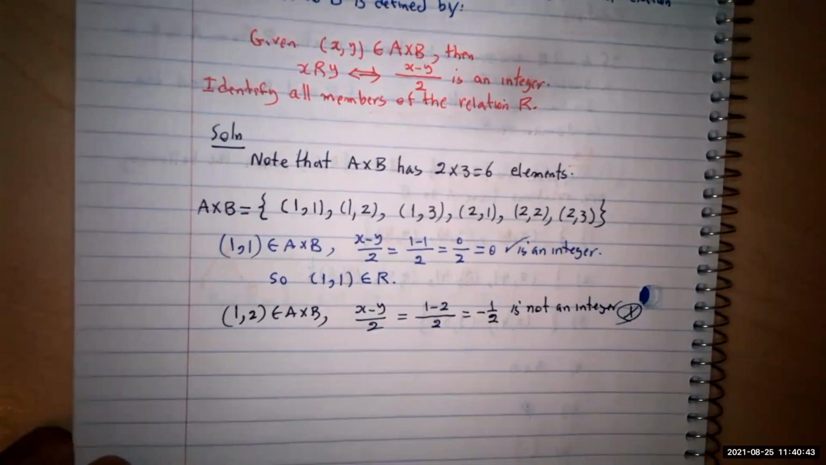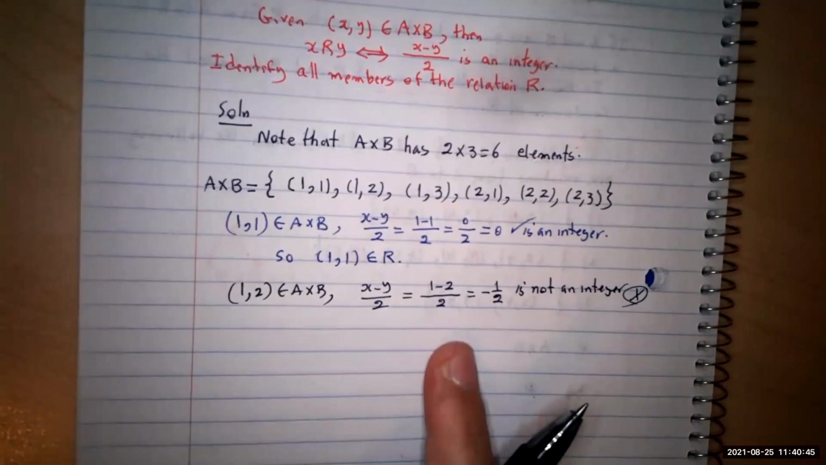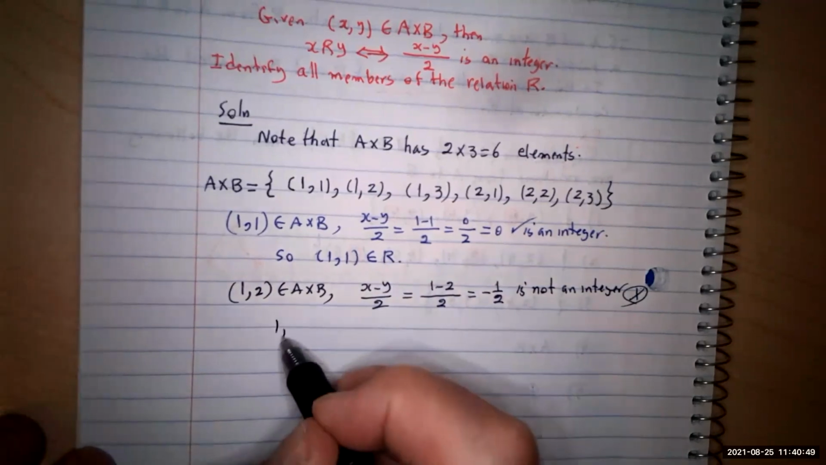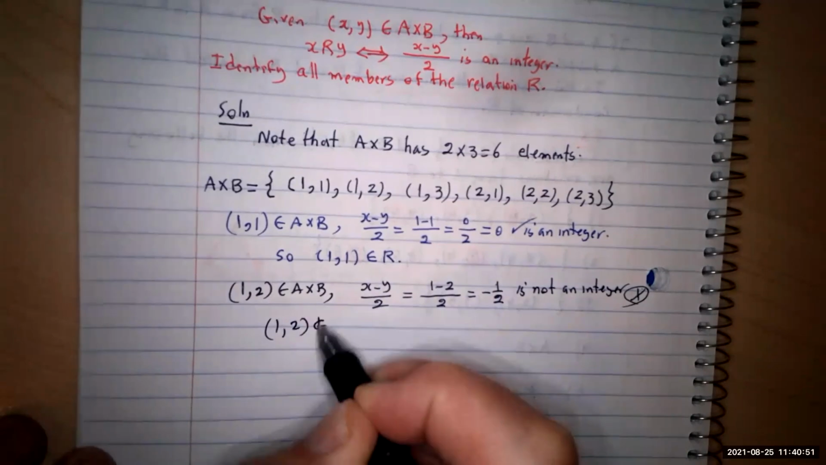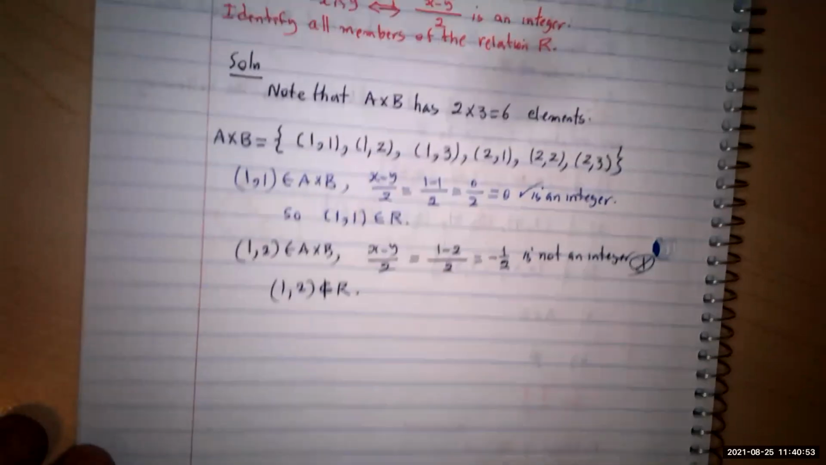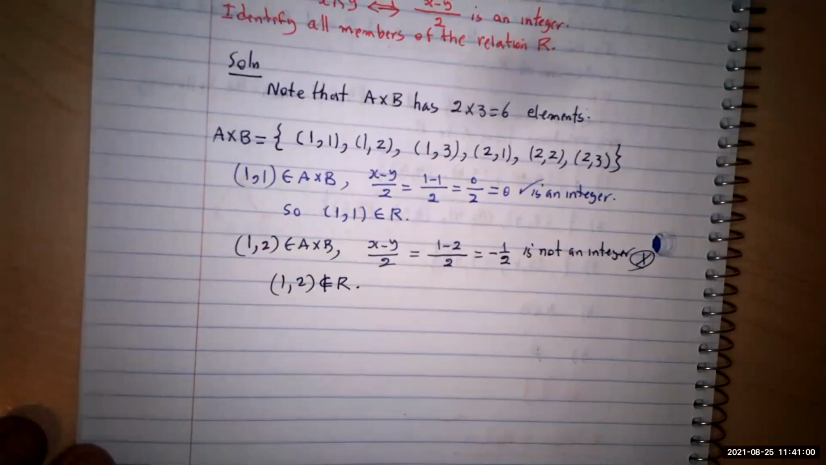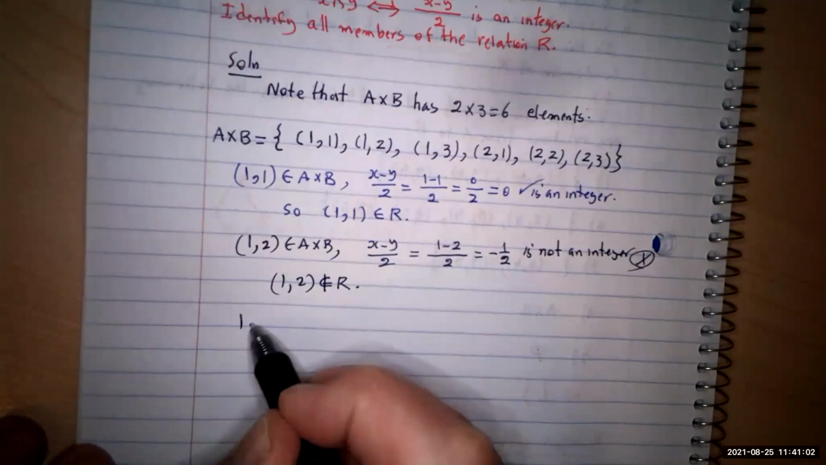So forget this one, because it is not going to be good for you. You don't have to, but (1, 2), for example, is not in R, because it's not going to be an integer. Then you just go on and check the other ones. You check (1, 3), for example.